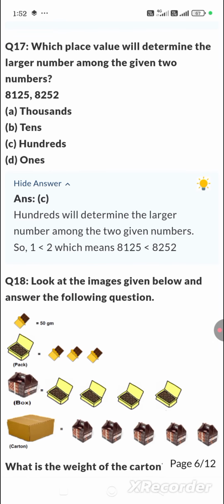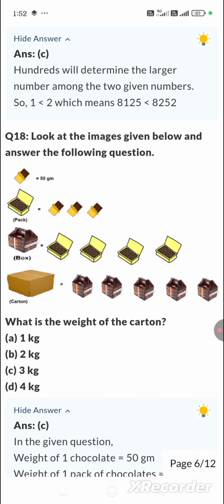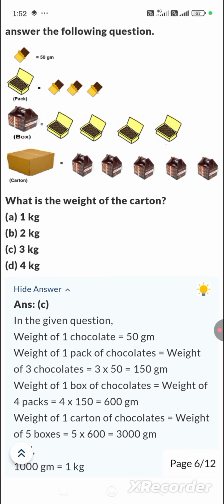Look at the images given below and answer the following question. What is the weight of the carton? In the given question, weight of 1 chocolate is 50 gram. Weight of 1 pack of chocolates is weight of 3 chocolates, so 3 into 50, 150 gram. Weight of 1 box of chocolates is equal to weight of 4 packs. 4 into 150, that is 600 gram.